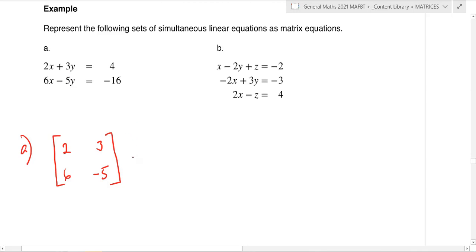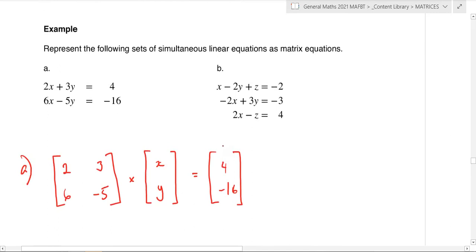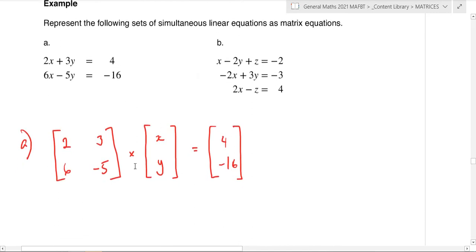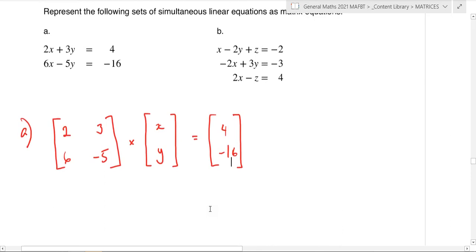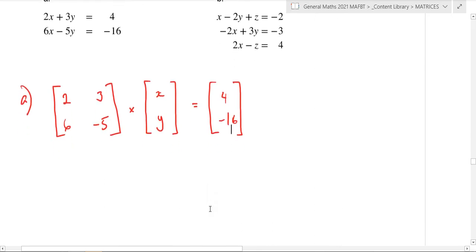And it's going to be multiplied by, here you put your unknown matrix or your letter matrix. Now I can see there's only two unknowns, x and y. So that's what I'll put here, x and y. Equals, lastly, you put your answer matrix here. So here you put another column matrix for your answer, so 4, -16. And there you can see your simultaneous equations in matrix form. All right, that's that for A. What about for B? Let's do B.